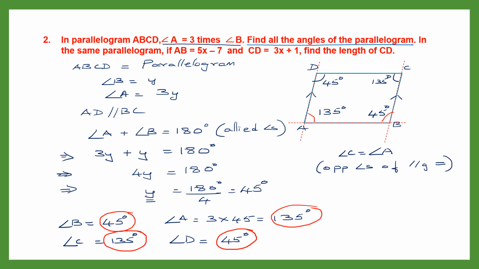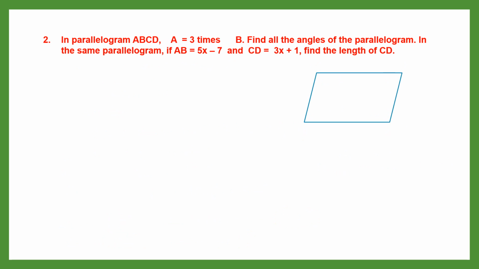Now we have to go on to the second part of the question. The second part of the question is, if AB is equal to 5x minus 7 and CD is equal to 3x plus 1, find the length of CD.